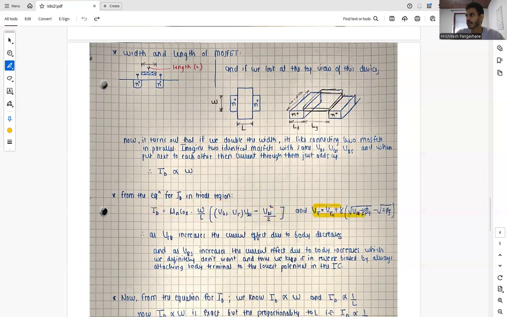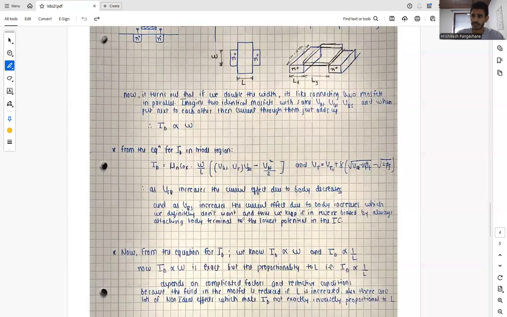we know the dependency of VT on VBS: as VSB increases, the effect due to the body decreases, and as VBS increases, the effect due to the body increases, as VSB is minus VBS. We definitely don't want the effect due to the body to increase. So we don't want VBS to increase, and thus we always keep it in a reverse bias condition by attaching the body terminal to the lowest potential of the IC.